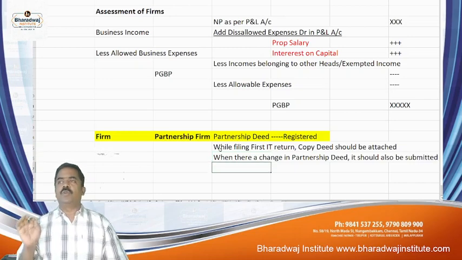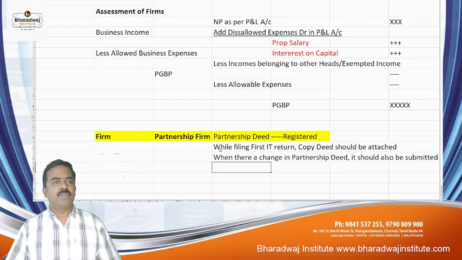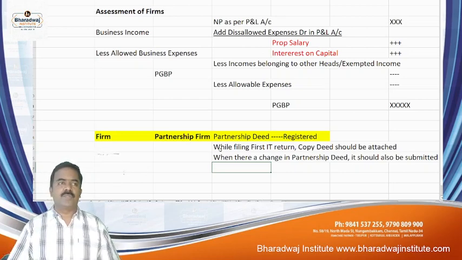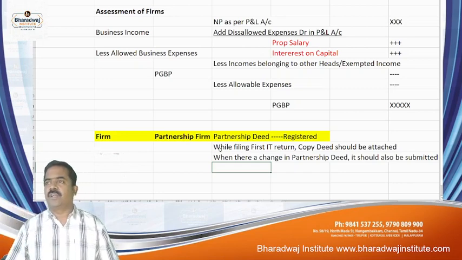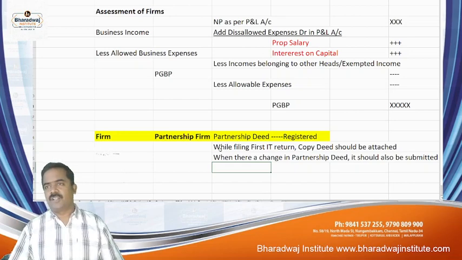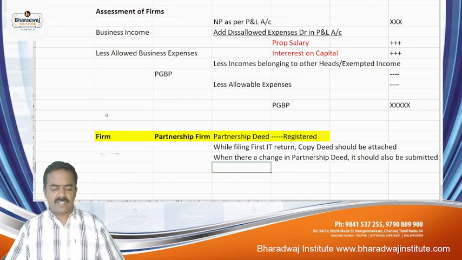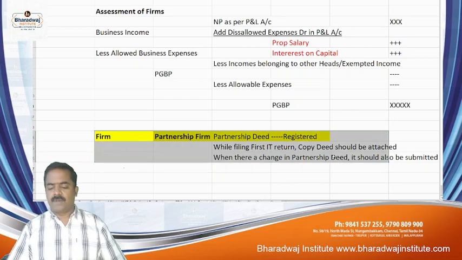Okay. So how to prove that you are a partnership firm? To the income tax department, submit the partnership deed along with filing which one? First income tax return. So second year, third year, fourth year, should I have to file the partnership deed also? No. But if there is a change in partnership deed, that should also be submitted.